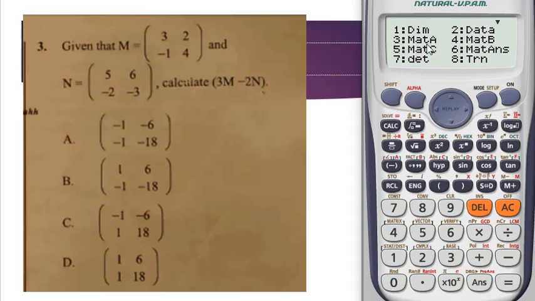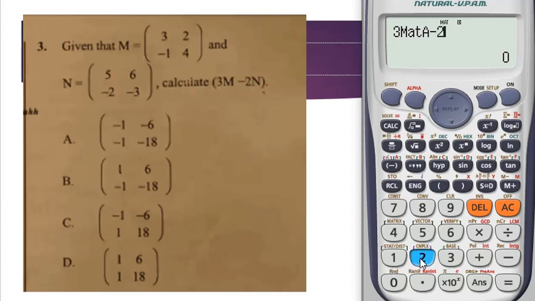Matrix A. So click on 3, okay. It will give you Matrix A. So click on 3, and then we have minus. So click on minus, and then you have 2, and then we have matrix n, this matrix.